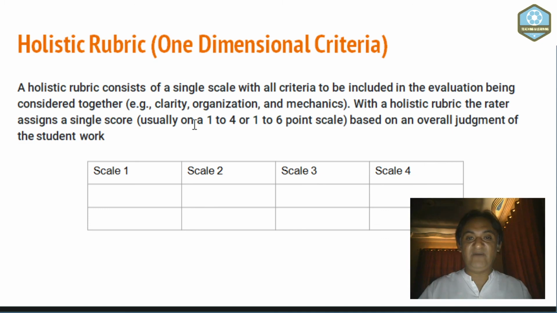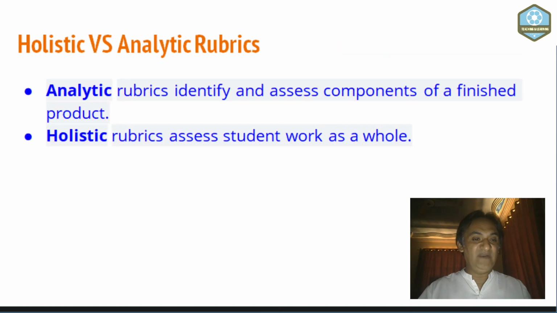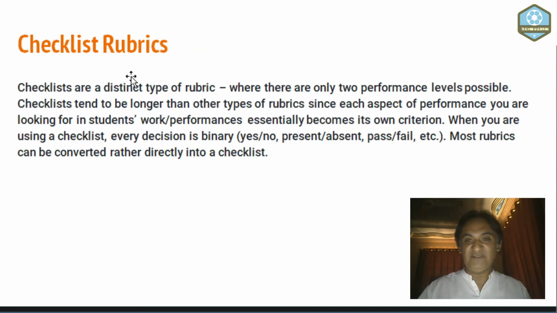So it can be from 1 to 4, or it can be from 1 to 6. And another one is the, here you can say the rubrics identify and assess components of finished product, and here is the whole work as a general. However, the last one is the checklist. As you know that the checklist has only two options: yes or no, present and absent, pass and fail. So that is a very simple.